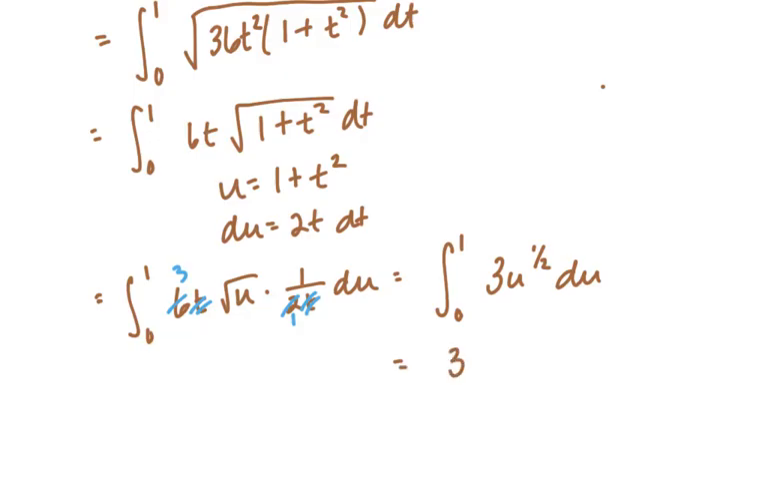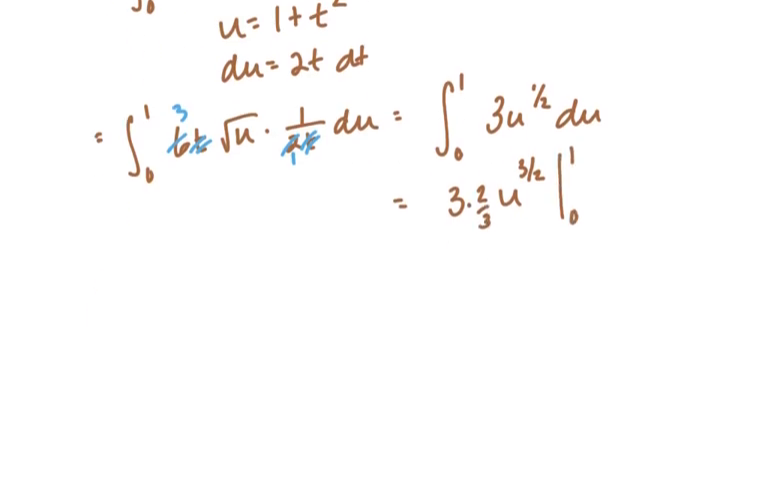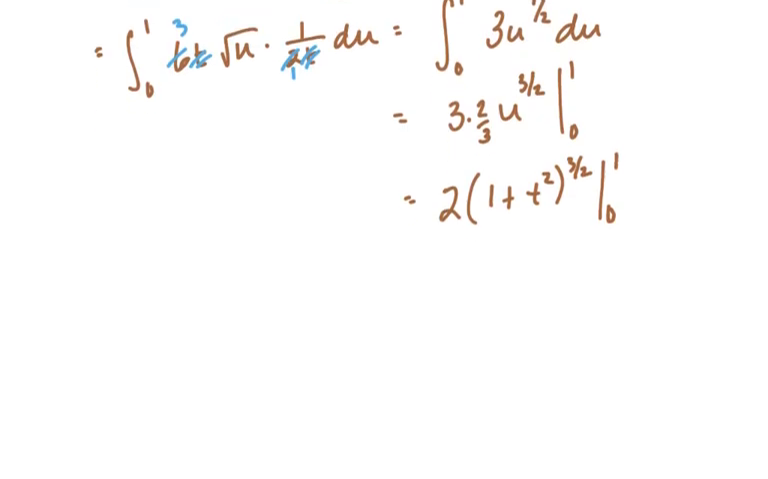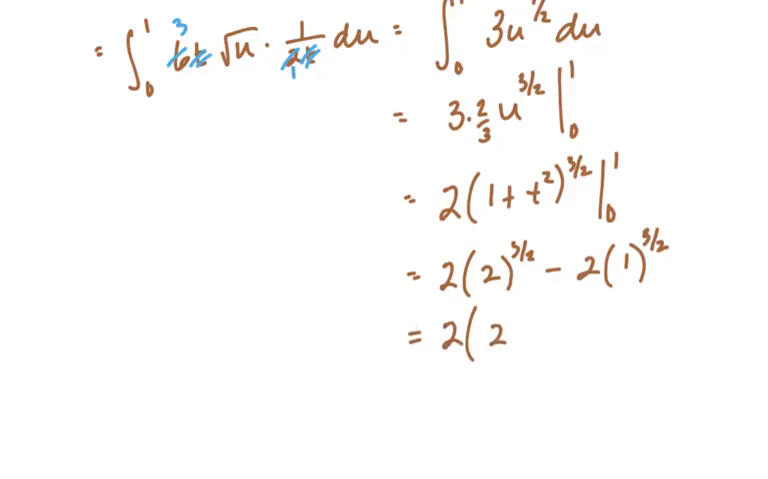So when we do this, we have 3, and then u to the 3/2, times 2/3, from 0 to 1. So 3 times 2/3 is just the number 2. And u is 1 plus t squared, to the 3/2 power, from 0 to 1. Now some of you just always leave the 0 off. You always have to think about it. 1 plus 1 is 2 to the 3/2 power, minus 0 plus 1 is 1 to the 3/2 power. So we could say 2 times the quantity 2 to the 3/2 minus 1, and that's a good answer.